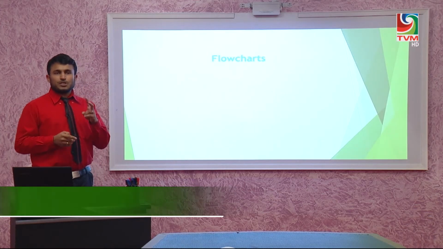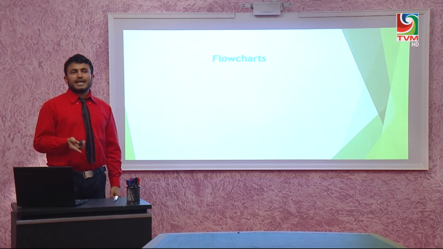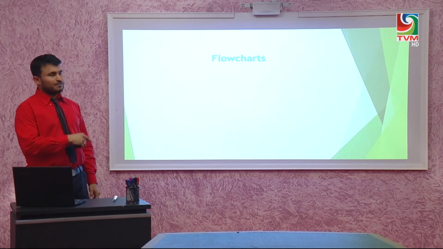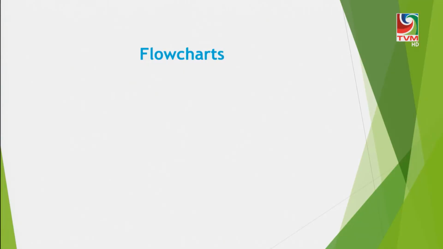Now let's talk about flowcharts. In algorithms, I explained that algorithms can be written in two ways. One is pseudocode, the second one is a flowchart. Just see how a flowchart works. A flowchart is a diagrammatic representation of an algorithm. An algorithm can be diagrammatically or graphically represented using a flowchart.